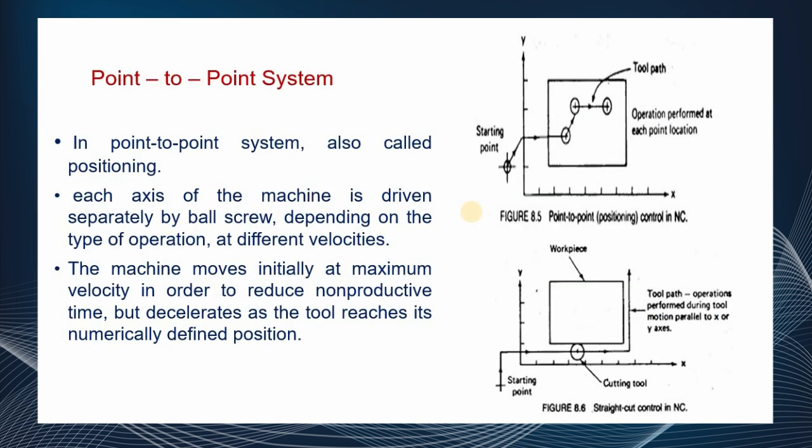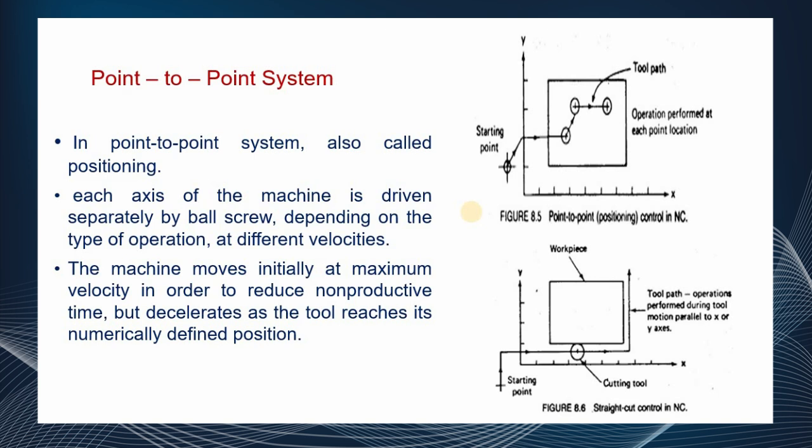Now come to the point-to-point systems. The point-to-point system is also called a positioning system. Each axis of the machine is driven separately by a ball screw, depending on the type of operation, at different velocities, the same as we discussed in the NC machines. The ball screw is used to drive each axis separately, based on the type of operation and different levels of velocities.